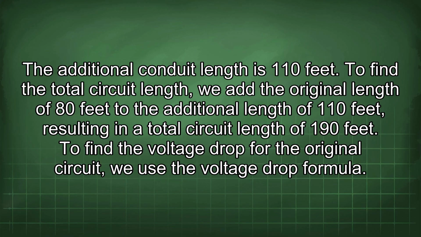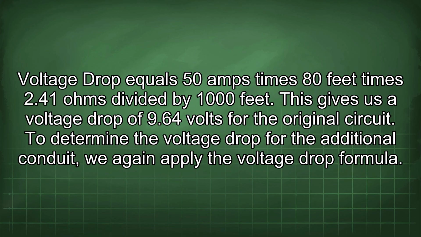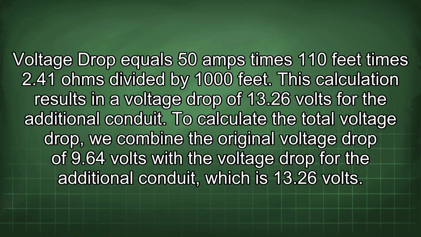To find the voltage drop for the original circuit, we use the voltage drop formula. Voltage drop equals 50 amps times 80 feet times 2.41 ohms divided by 1000 feet. This gives us a voltage drop of 9.64 volts for the original circuit. To determine the voltage drop for the additional conduit, we again apply the formula. Voltage drop equals 50 amps times 110 feet times 2.41 ohms divided by 1000 feet. This results in a voltage drop of 13.26 volts for the additional conduit.